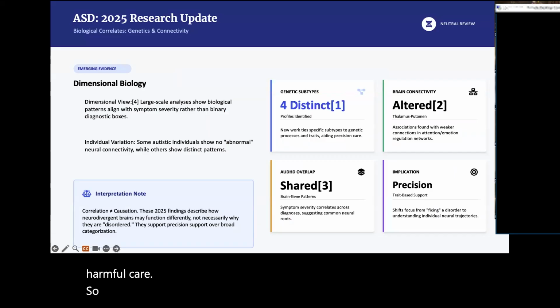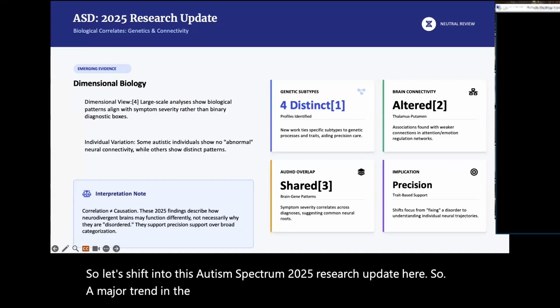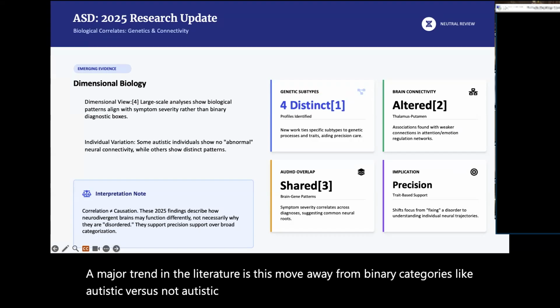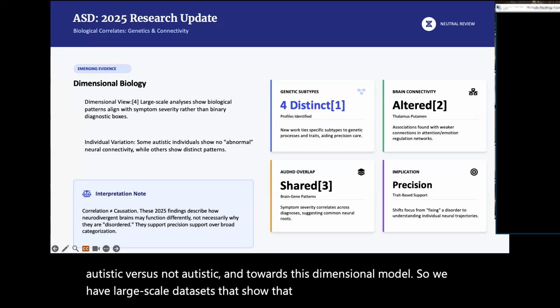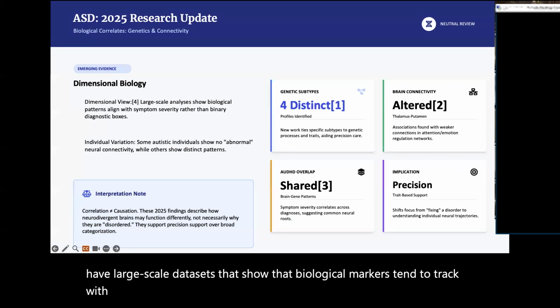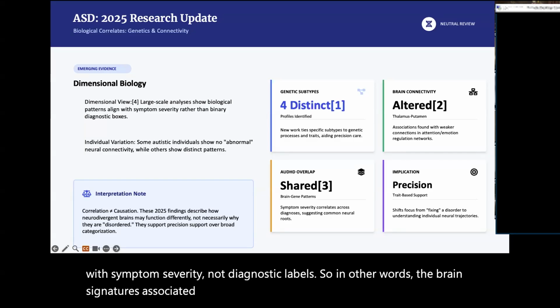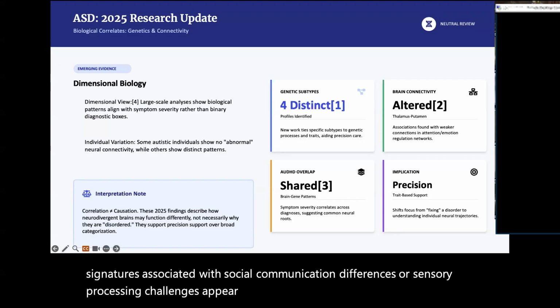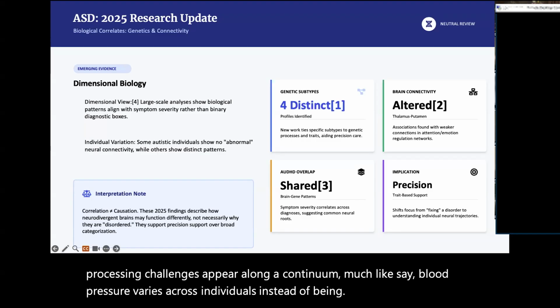So let's shift into this Autism Spectrum 2025 research update here. A major trend in the literature is this move away from binary categories like autistic versus not autistic and towards this dimensional model. We have large-scale data sets that show that biological markers tend to track with symptom severity, not diagnostic labels. In other words, the brain signatures associated with social communication differences or sensory processing challenges appear along a continuum, much like blood pressure varies across individuals instead of being normal or not normal.